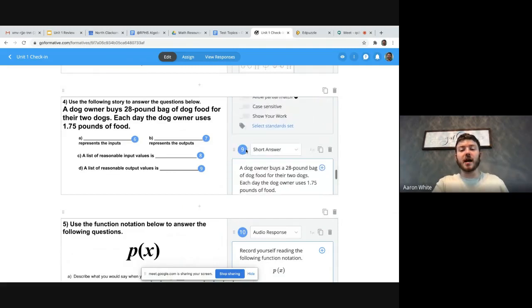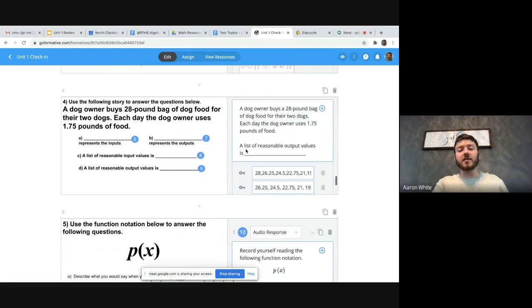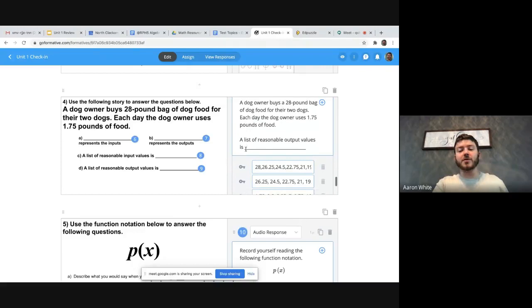In question 9, you'll see that the reasonable output values are all of the intermediate steps where you're subtracting 1.75. So we start with 28 pounds of dog food. We minus 1.75. That gives us 26.25. Then we minus 1.75 again. So on the second day, we're going to have 24.5 pounds. And then we minus 1.75 again. And we keep doing that.